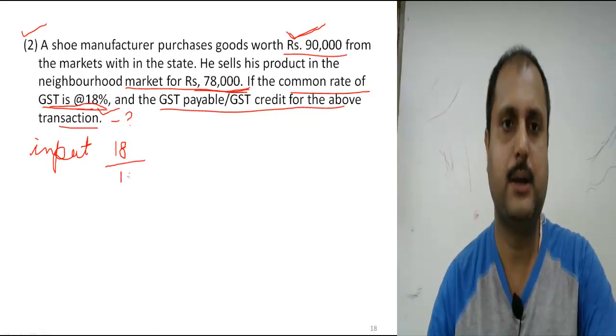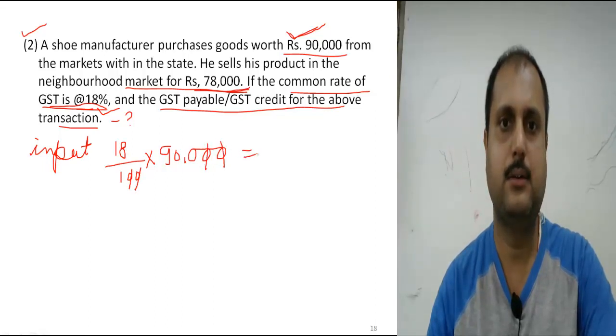18% divided by 100 multiplied by the 90,000. If we solve it, this 20 would be cancelled by another 20, and you can multiply it. 900 has to be multiplied with the 18, so 16,200 would come. 16,200.